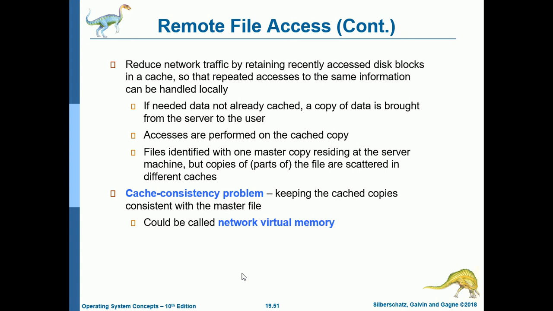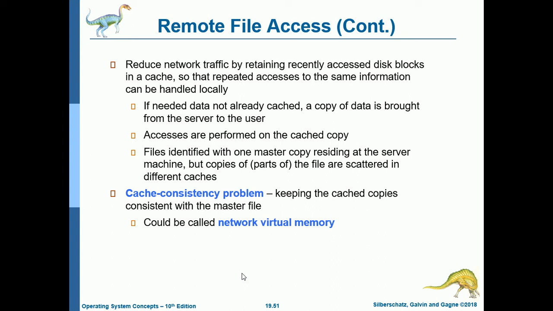So next is reduced network traffic by retaining recently accessed disk blocks in a cache so that repeated accesses to the same information can be handled locally. So if needed data is not already cached, a copy of data is brought from the server to the user, and then accesses are performed on the cached copy. Files are identified with one master copy residing at the server machine, but copies of or parts of the file are scattered in different caches.